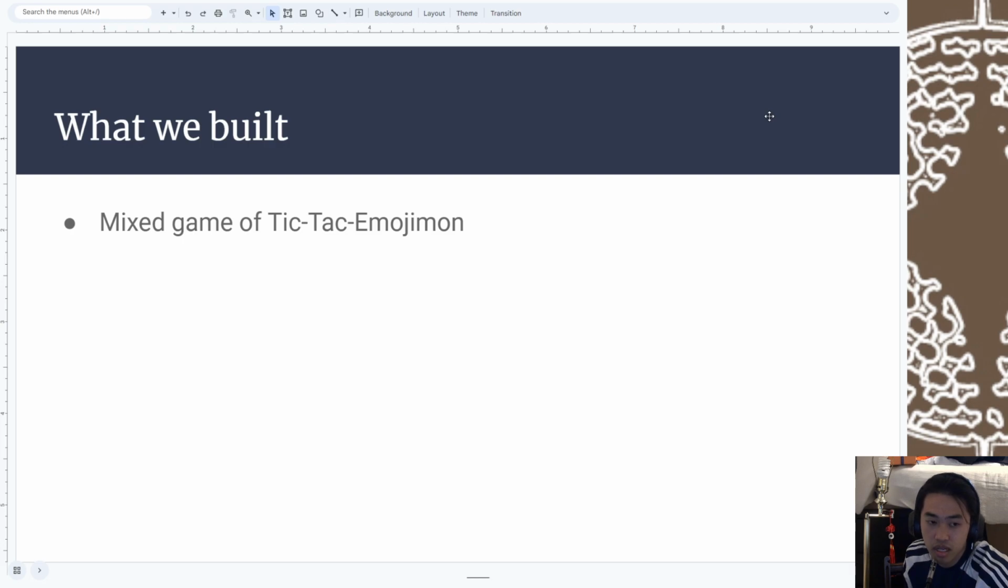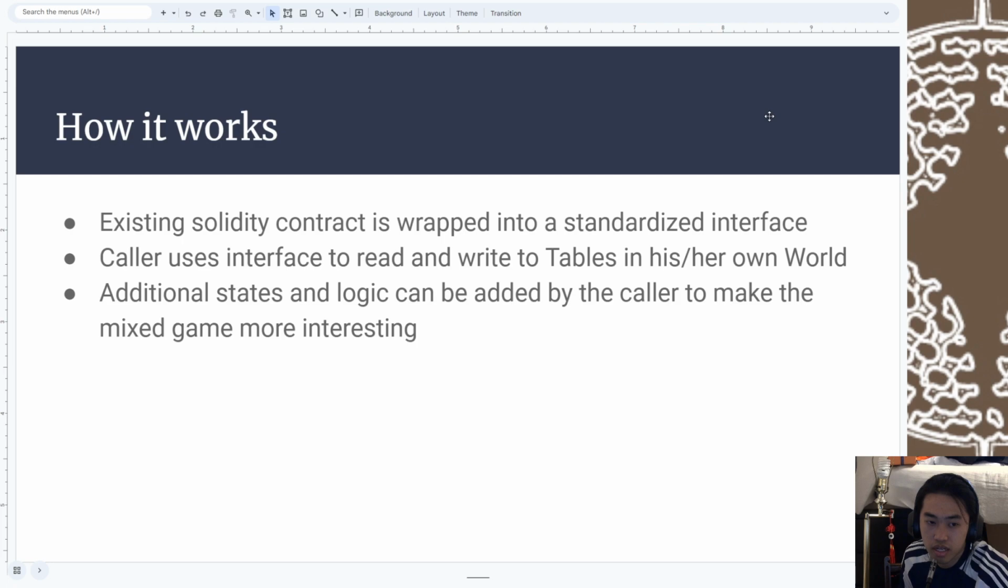What we have built is a mixed game of Tic-Tac-Emojimon, and how it's going to work is that the existing Solidity contracts are wrapped in a standardized interface that we proposed. The caller uses this interface to read and write to tables in his or her own world. Additional states and logic can be added by the caller to then make the game more interesting.